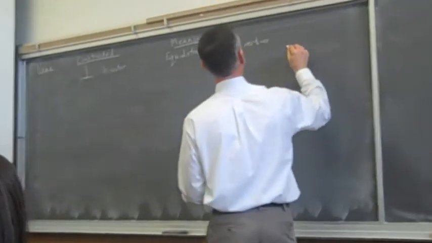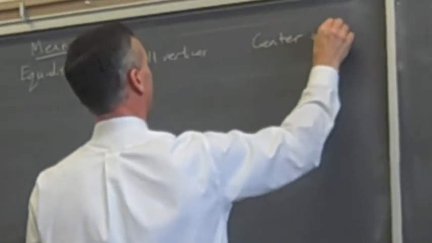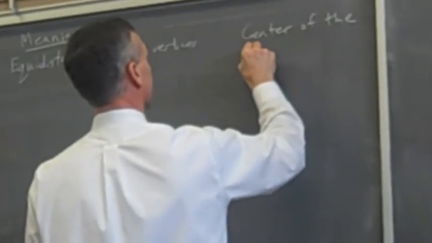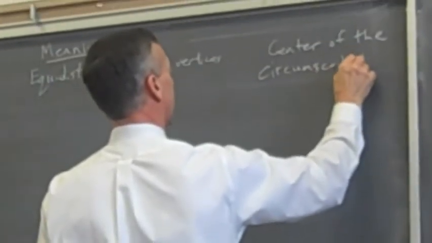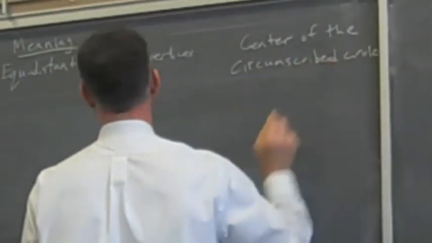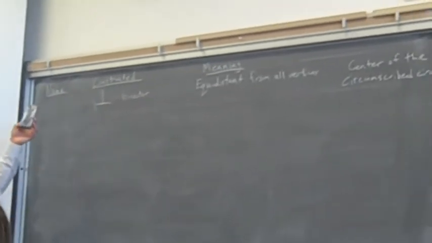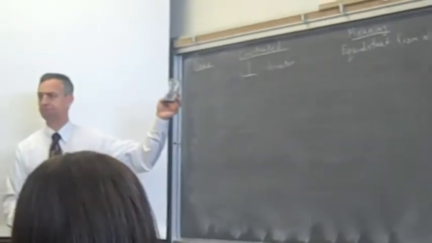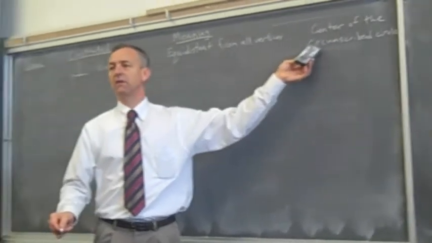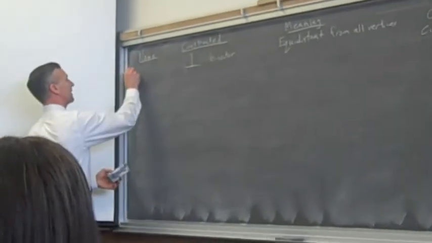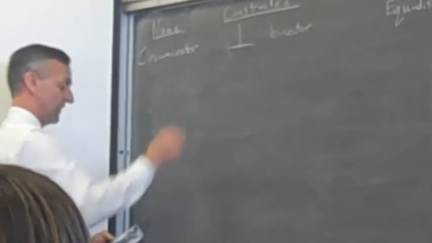And this is the center of the circumscribed circle. Does anybody know the name we give to this point of concurrency, this triangle center? Well, this kind of gives us a little bit of a hint. It's the circumcenter.